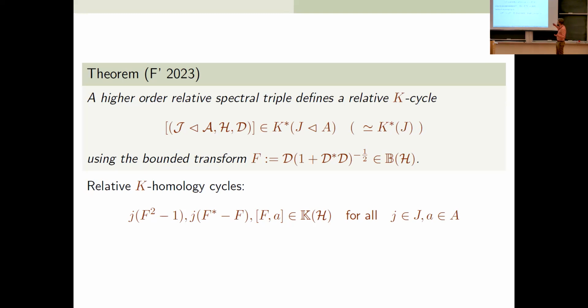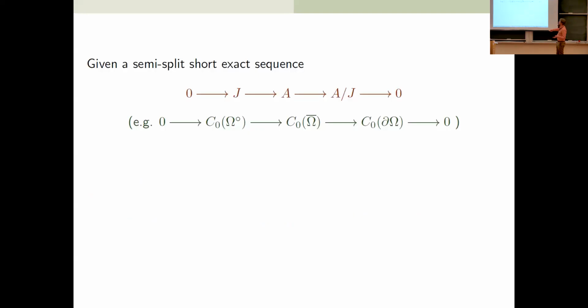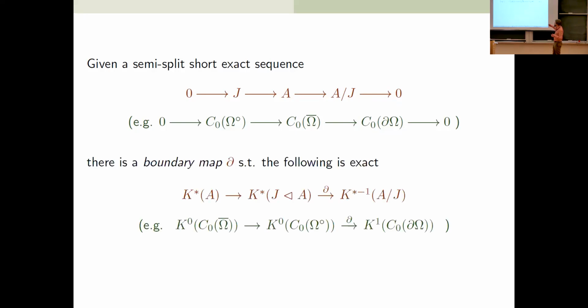Well, because say we would have a short exact sequence, J, A, and A mod J, then we can build the boundary map in K-homology. And we want a relative cycle to make it feasible to actually calculate what is the boundary map of such a cycle. You can't just have the K-homology of J.